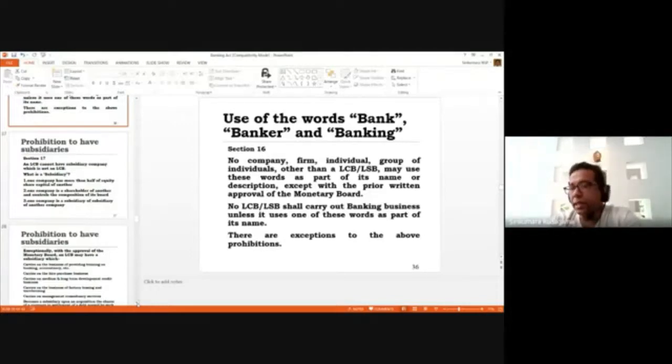Even though these things are there, because of lack of financial literacy or engagement in this kind of thing, a lot of people are running into illegal operators and finally lose their money.